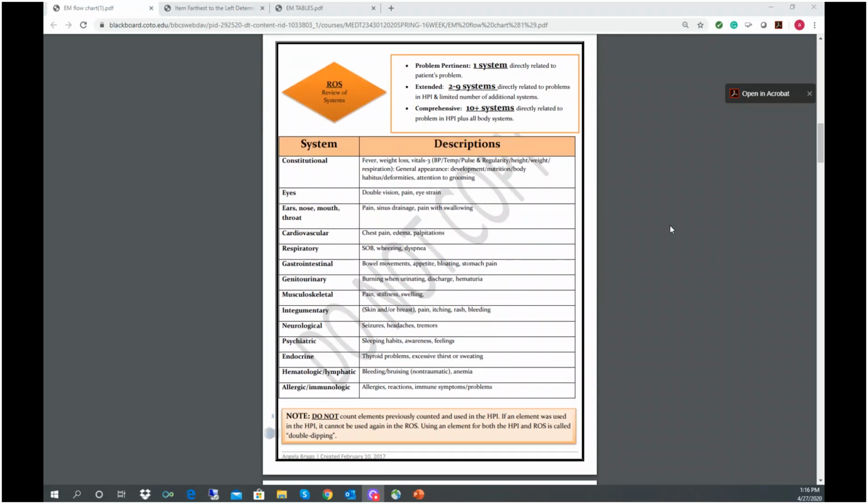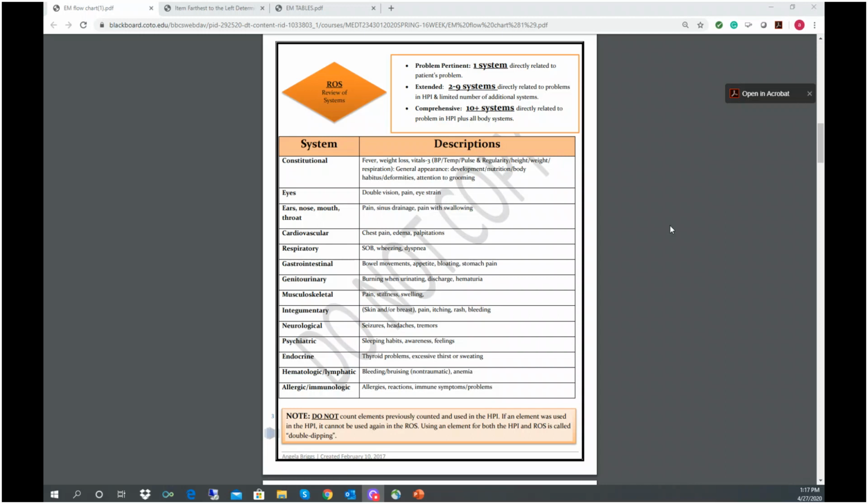ROS is review of systems. So problem pertinent is one system directly related to the problem that they presented with. Extended is 2 to 9 systems directly related to the problem in the HPI and a limited number of additional systems. And then comprehensive, they're going to look at 10 plus systems directly related to the problem in the HPI plus all body systems. So some of the things that you're looking at for the review of systems, and again, this is going to be subjective, is from the patient's point of view.